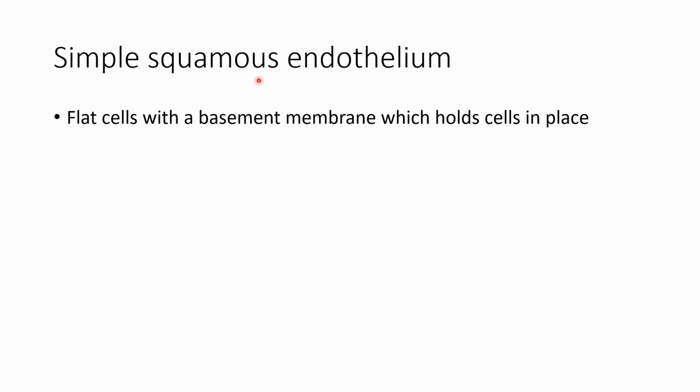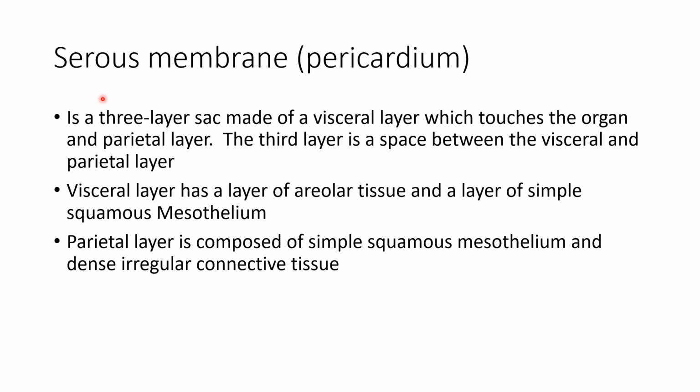So you have simple squamous endothelium. Again, these are flat cells with a basement membrane holding the cells in place. Simple will tell you only have one cell layer. So when we look at it, you would actually have one cell layer.